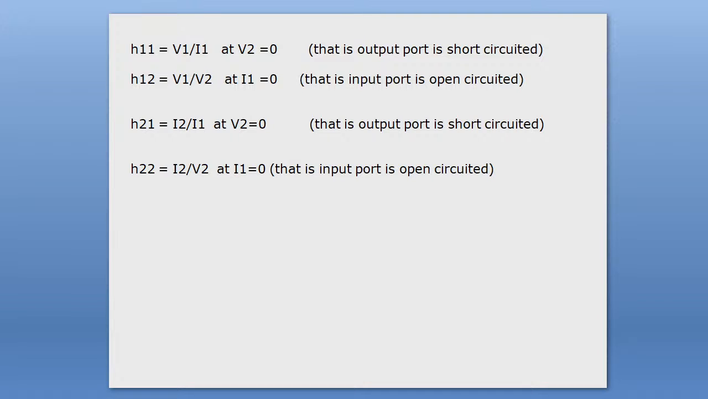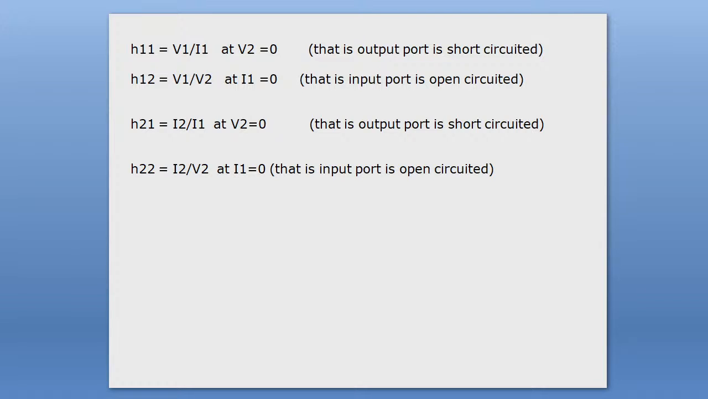And now you see that the h11, h12, h21, h22 expressions are like this. h11 equal to V1 by I1, with V2 equal to 0, that is, the output port is short circuited. h12 equal to V1 by V2, where the input port is open circuited. h21 equal to I2 by I1, with the output port short circuited. h22 equal to I2 by V2, that is, the input port is open.